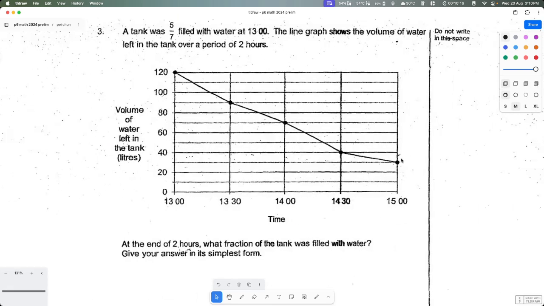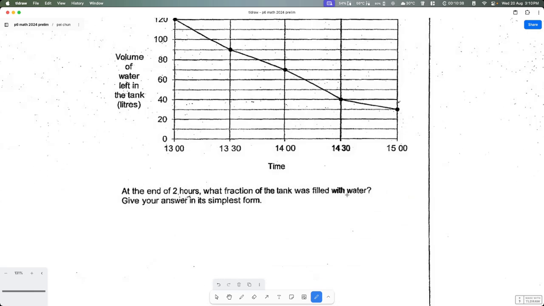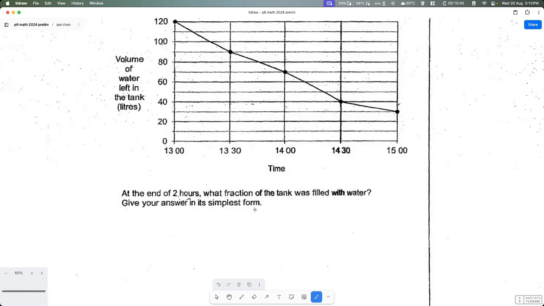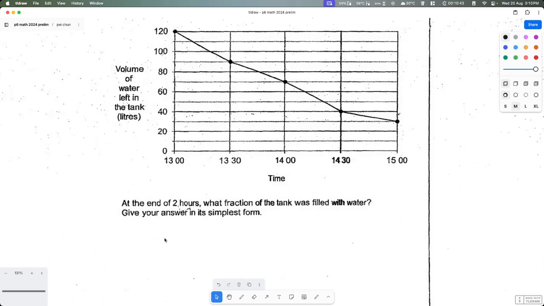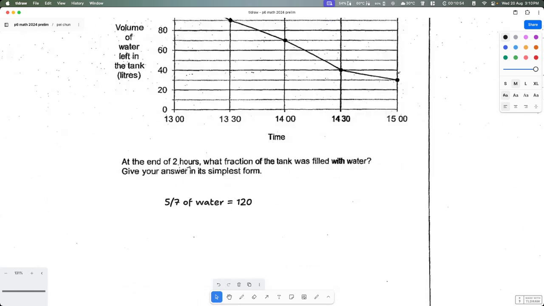Question number 3. Okay, so a tank was 5/7 filled with water at 1100 hours. 5/7 full is 120 liters. The line graph shows the volume of water left in the tank over a period of 2 hours, so from 1 p.m. to 3 p.m. or 1500 hours. At the end of 2 hours, what fraction of the tank was filled with water? Give your answer in the simplest form.